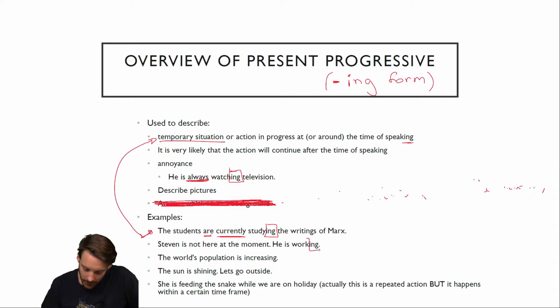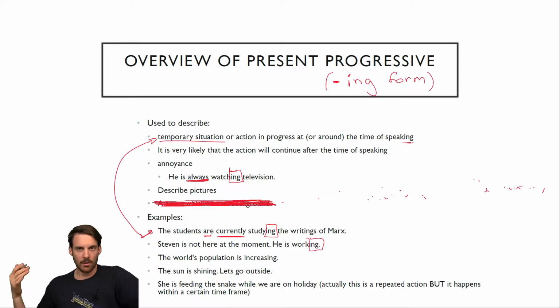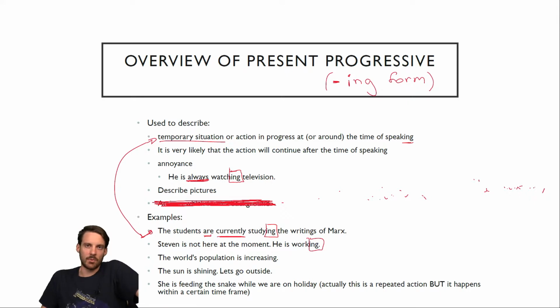Here again, the ing form, and then I've added another example. So we could say the world's population is increasing at the moment. We don't know how long it will increase, but at the moment the world's population is increasing, and it also might decrease in the future, but in this case the focus is on the time of speaking.